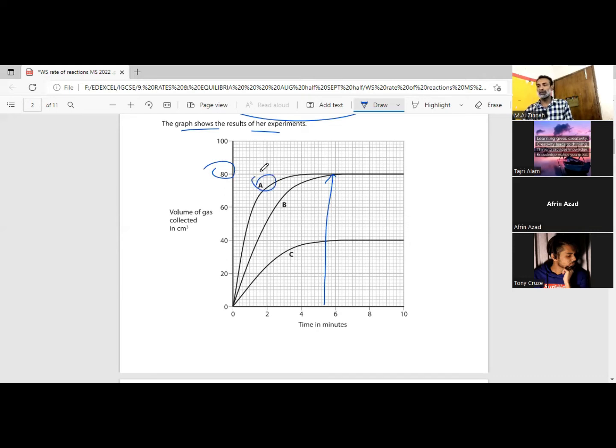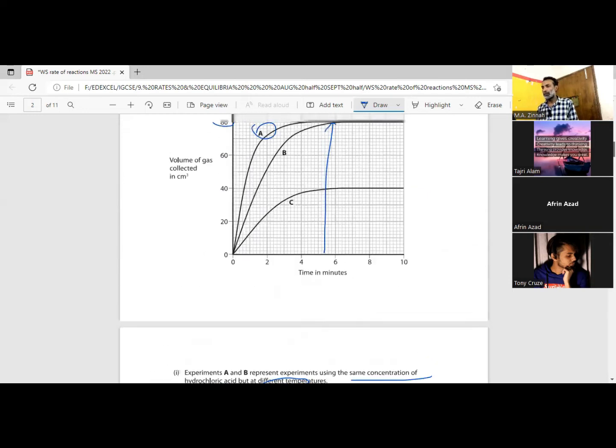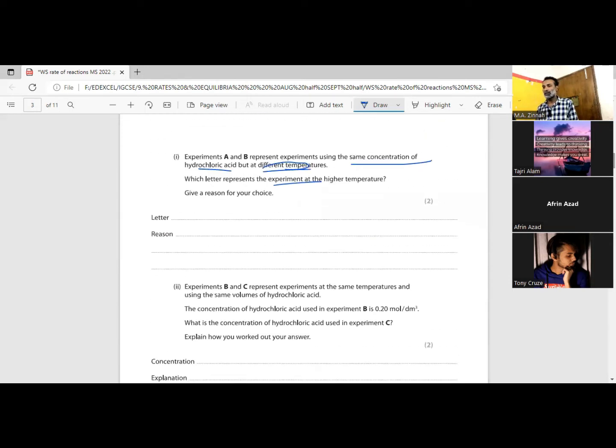The rate can be steeper. This is steeper means greater rate. It says that one was with different temperature. That was with different temperature. So which letter represents experiment with higher temperature? Which one? Which one is the higher temperature? A. Okay, just write the letter and get mark.